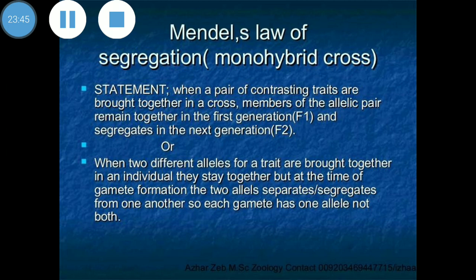Mendel's law of segregation. Monohybrid cross. Here is the statement of the law. You will have to write it as it is. When a pair of contrasting traits are brought together in a cross, members of the allelic pair remain together in the first filial generation and segregate in the next generation, or in the F2 generation.